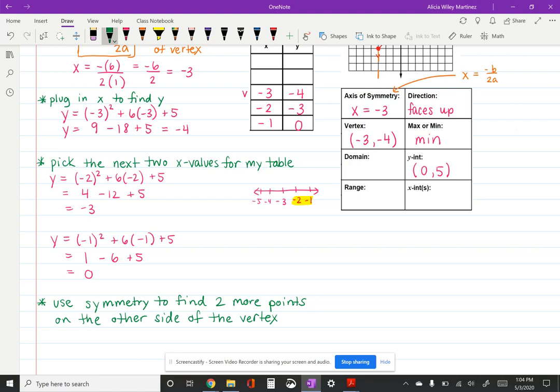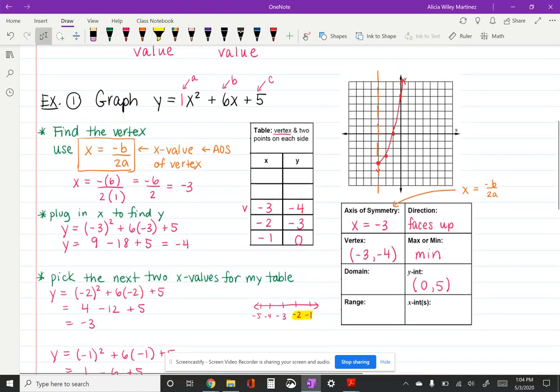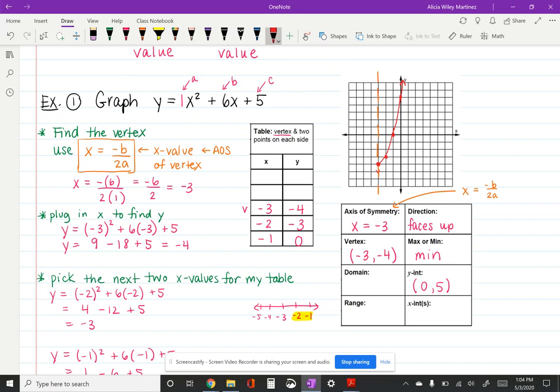Okay, so using symmetry, let's go up to our graph and do that. The idea of symmetry is that any point on the right side of the graph will be the same distance away from the axis of symmetry as a point on the left side of the graph. Since this point, negative 2, negative 3, is one space from the axis of symmetry, there's going to be another point one space away in the other direction. And since this point here, negative 1, 0, is 2 spaces away from the axis of symmetry, there's going to be a point 2 spaces away in the other direction.